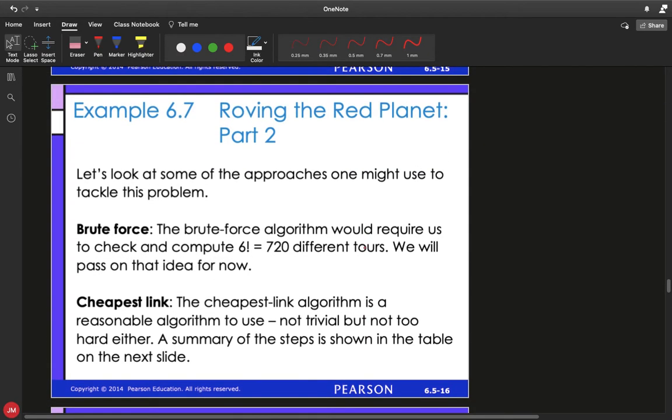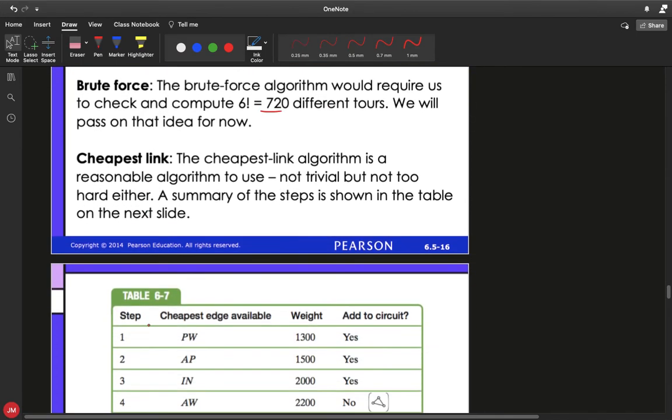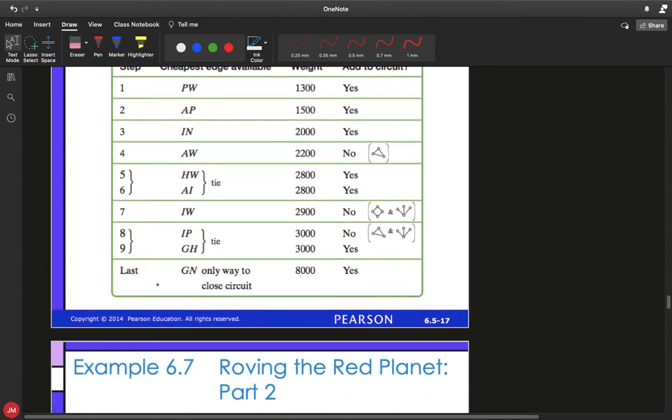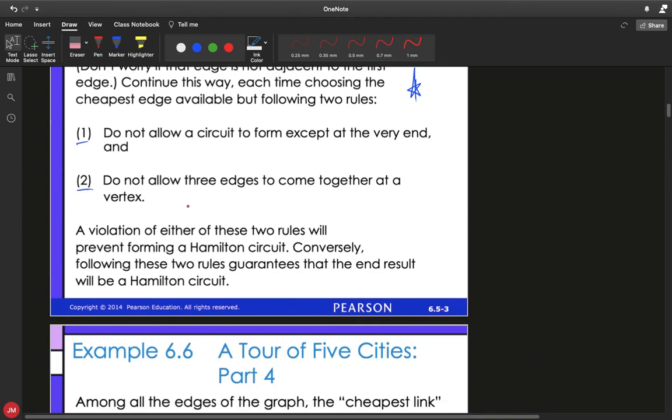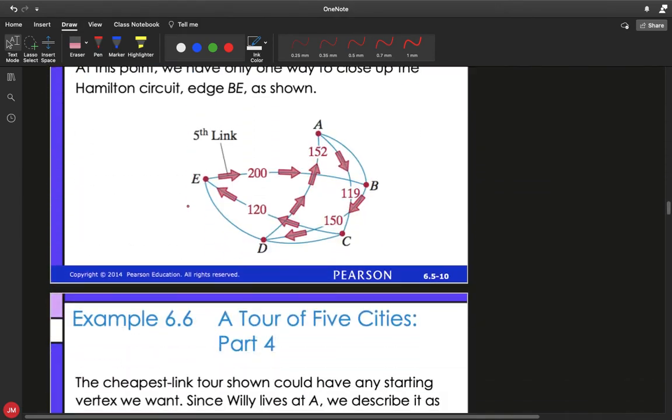Now, just as a side note for brute force, if you wanted to find the optimal tour, it would take quite a bit of time. You'd have 720 different tours that you'd be checking. That's going to take some time. So we're going to pass on that idea for right now. Let's just see how good cheapest link does. So they kind of give you a step-by-step there in case you wanted to read through it later.